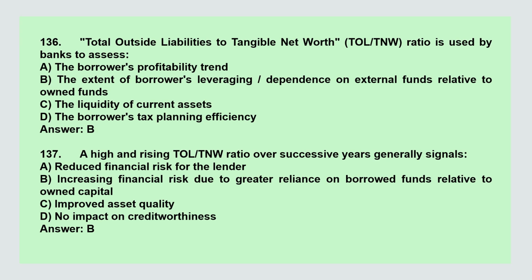Total outside liabilities to tangible net worth ratio is used by banks to assess answer B. The extent of borrower's leverage, dependence on external funds relative to own funds. A high and rising TOL/TNW ratio over successive years generally signals answer B. Increasing financial risks due to greater reliance on borrowed funds relative to owned capital.